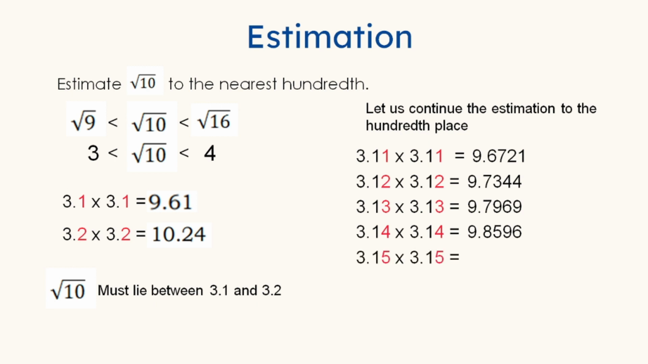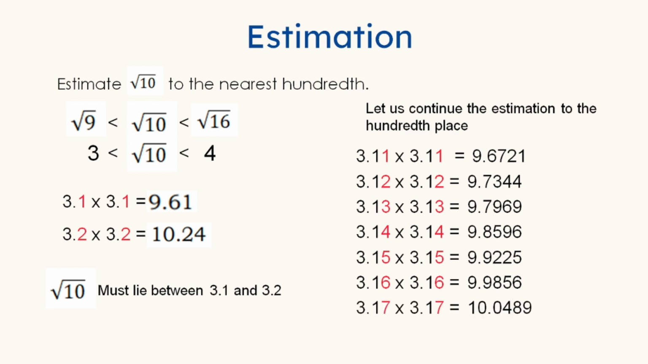3.15 times 3.15, meron tayong 9.9225. 3.16 times 3.16, ayan, 9.9856. And yung 3.17 times 3.17, meron tayong 10.0429. So, tingnan nyo, as we can see, dito sa 9.9856, medyo malapit na siya sa 10, right? And sa 3.17 naman, lagpas na siya sa 10.